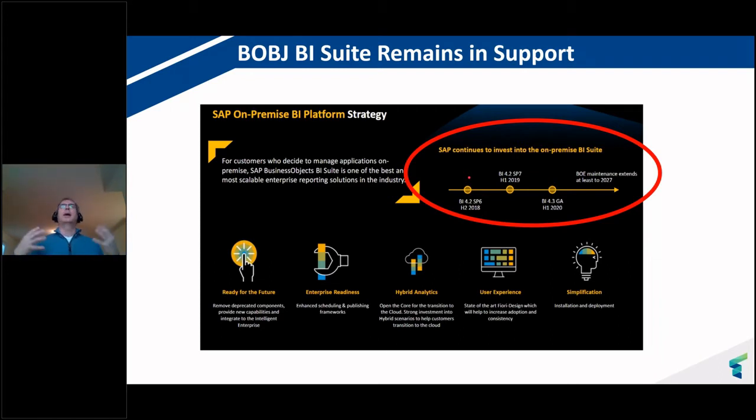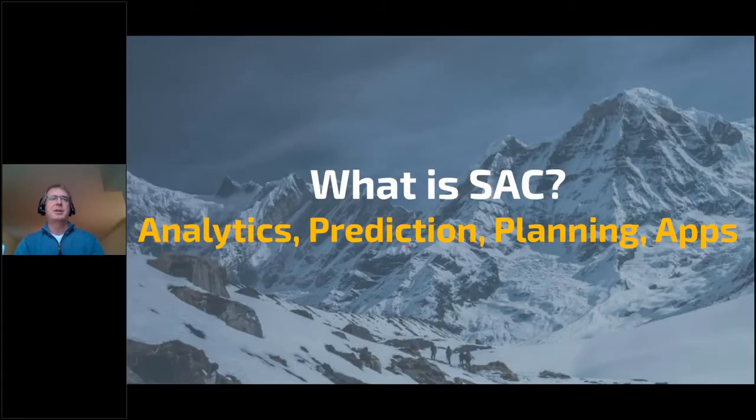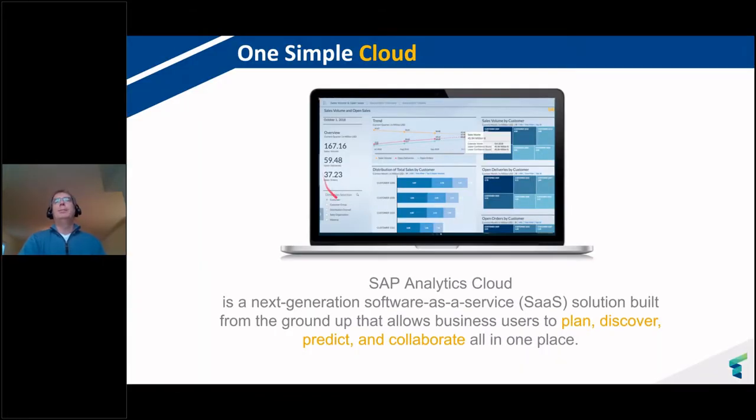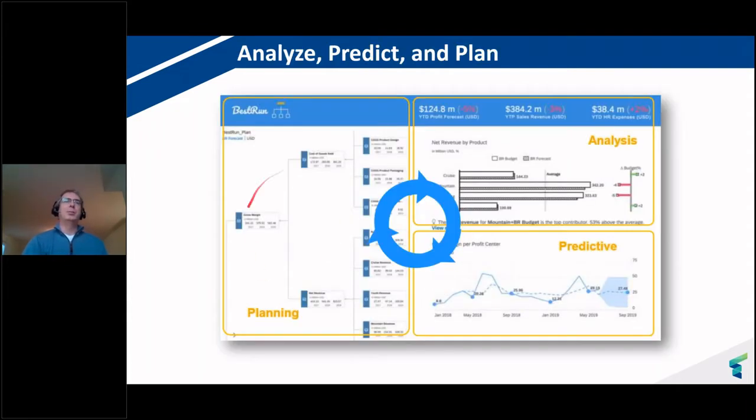So what is SAC? I've mentioned before, analytics, prediction, planning, apps. It is a single web-based solution for analytics. It was out of the gate probably slightly behind some competitors like Tableau, for example, or Qlik, but over time in the past year or two, has really caught up significantly and is now leading in the market in terms of its capabilities when you look at the full suite of possibilities, the planning, the prediction, the application development, all in one place. You can see here in this simple example, you have a planning scenario, which is feeding into an analytical scenario, which is feeding into a predictive scenario, and feeding back again.